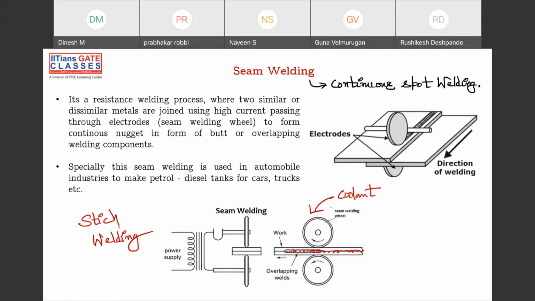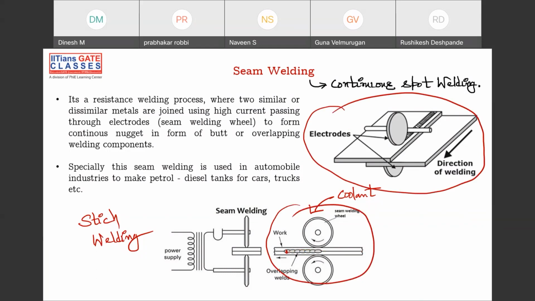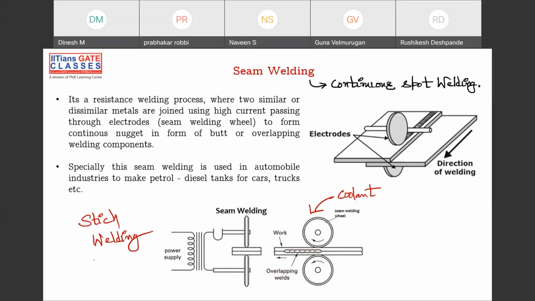And as it is continuous, there is a chance that the electrodes are getting heated. So you are providing some coolant onto the wheels of electrodes so that the electrodes are not damaged. So that is your seam welding, continuous spot welding, you can say. You can see continuous stitching is happening, like you can see here also. Continuously it is being formed, like this, it will keep on forming. It's also known as stitch welding.